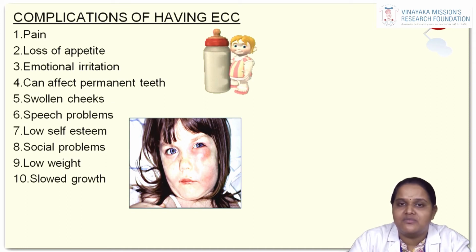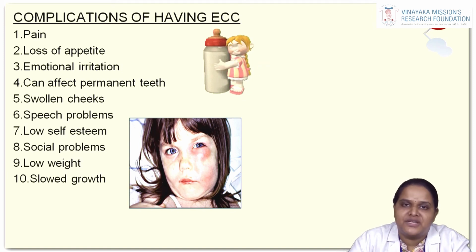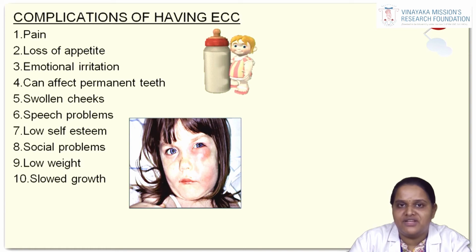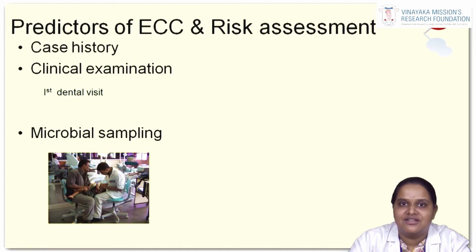The patient might not be able to freely speak to the society of people that they come across, so speaking problems come. The patient will tend to develop low self-esteem, socio-economic problems, low weight because of improper feeding practices, and slow growth because of improper nutrition that he is unable to follow.